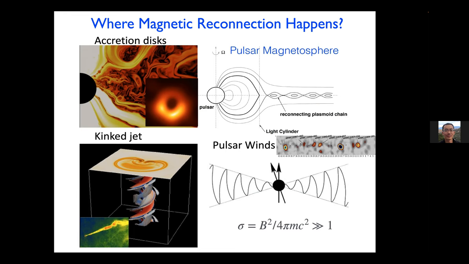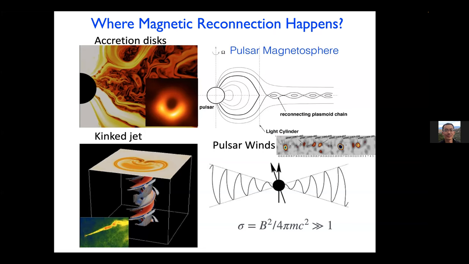On the bottom, you see the classical striped wind. Because of the rotation of the neutron star, this current sheet can extend by the polar wind, and because of the angle between the magnetic dipole and the neutron star rotation, it generates wavy current sheets, and those regions can also be subject to reconnection.